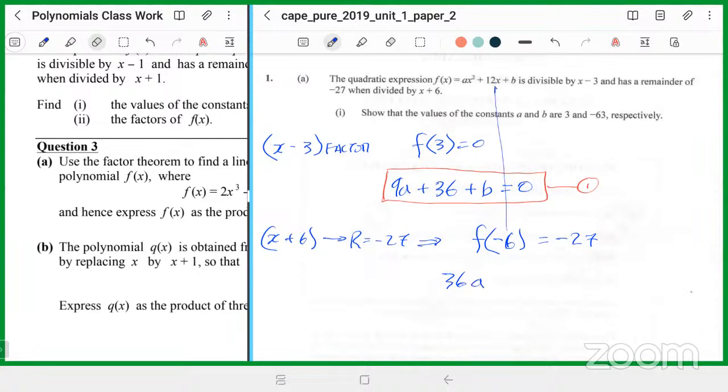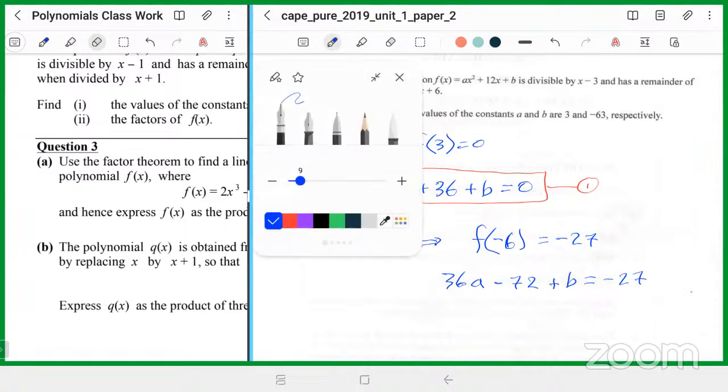And we plug the negative 6 right here. You're going to get 12 times 6. What is 12 times 6? And we're going to get plus b equals negative 27. All right, so basically solving those two equations now, equation 1 and 2.